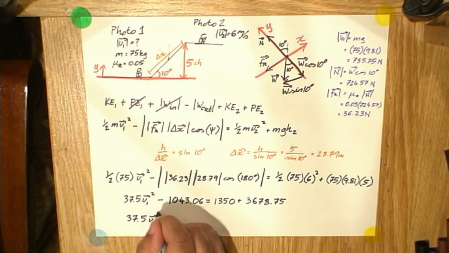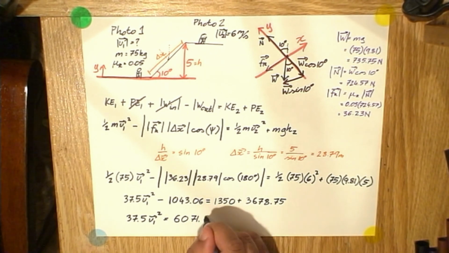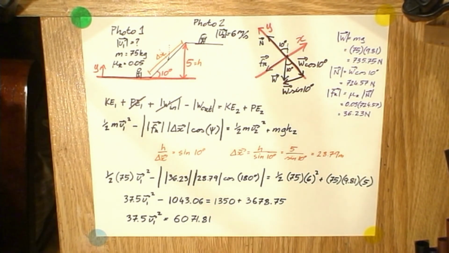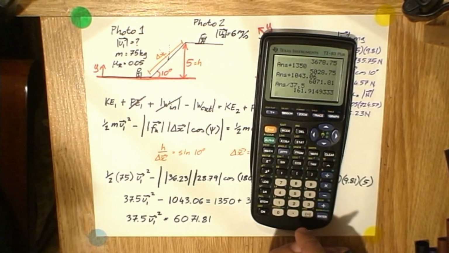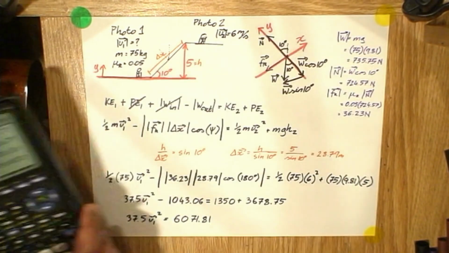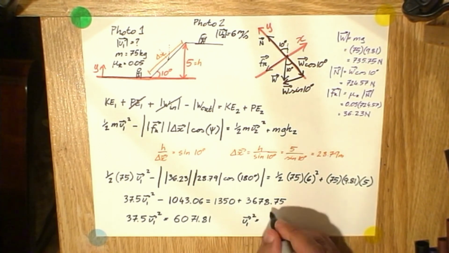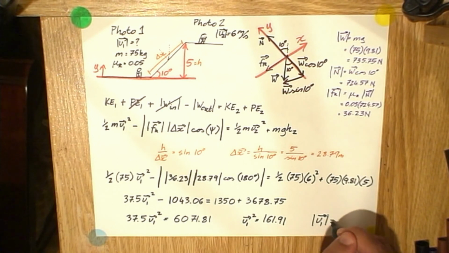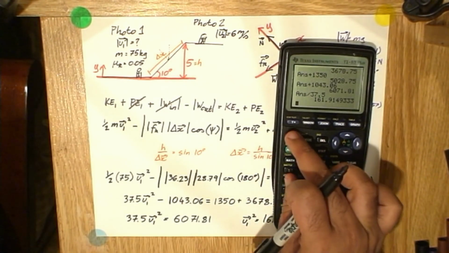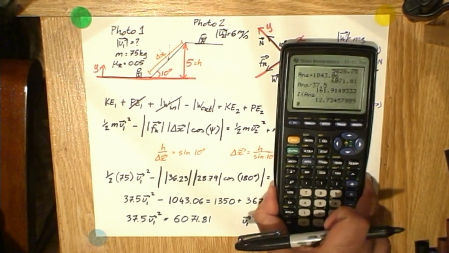That gives us 37.5 V1 squared is equal to 6071.81. Divide both sides by 37.5. That gives us 161.92. And so finally, the initial velocity is found by taking the square root of both sides: 12.72.